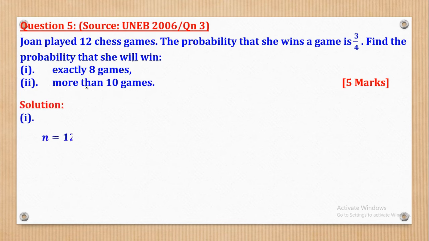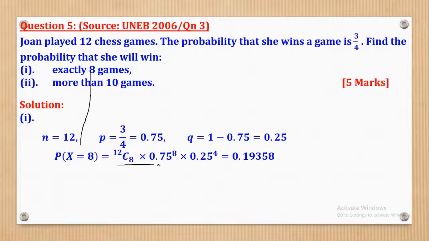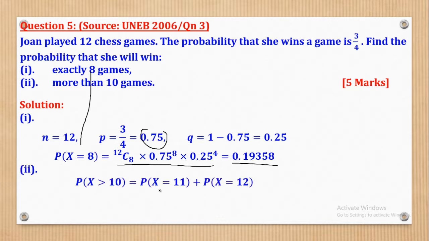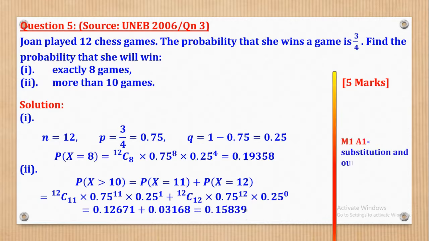So this is still a binomial distribution with n is 12, p is 3/4 and q is 0.25. Therefore, probability of exactly 8 is x equal to 8. So here we use the binomial formula, and the output will be 0.19358. Then part B, more than 10 is x greater than 10, which will be 11 and 12. Therefore, we shall use the binomial formula to come up with the required probability as 0.15839. So basically that is what they wanted.